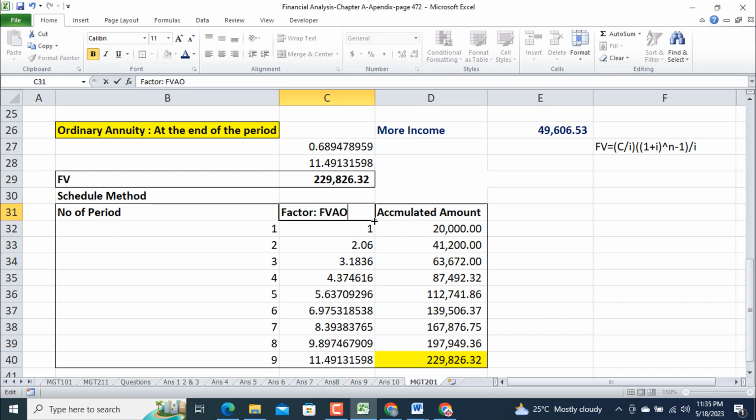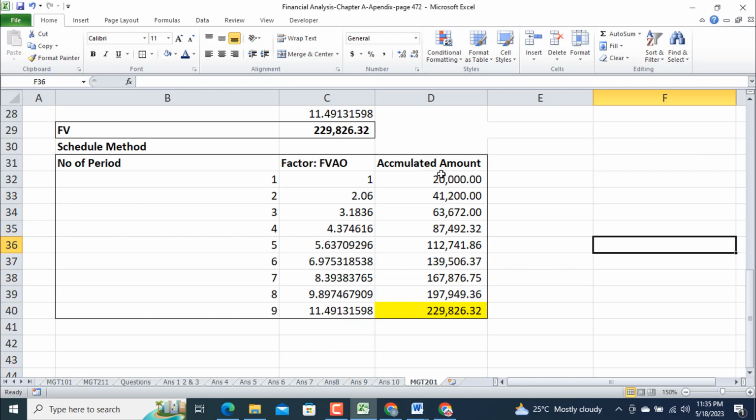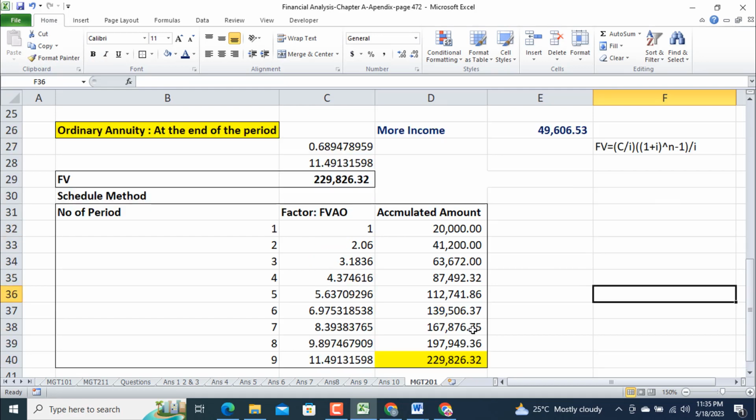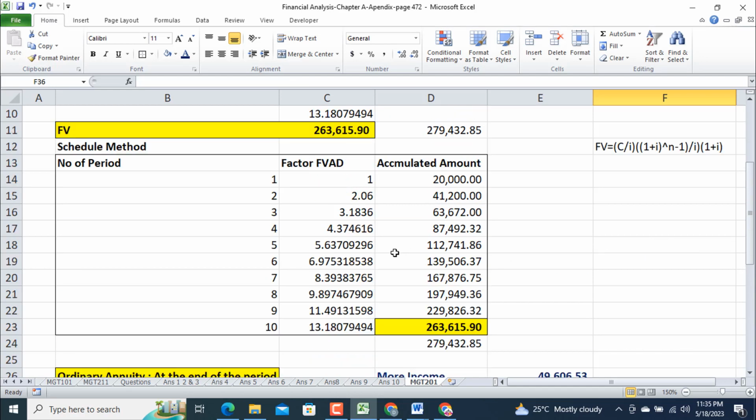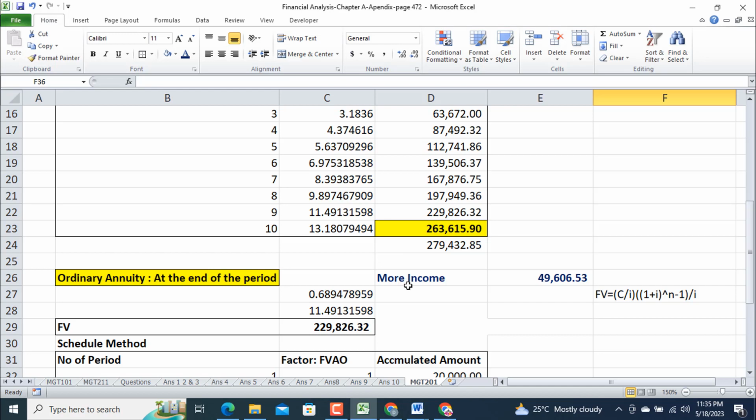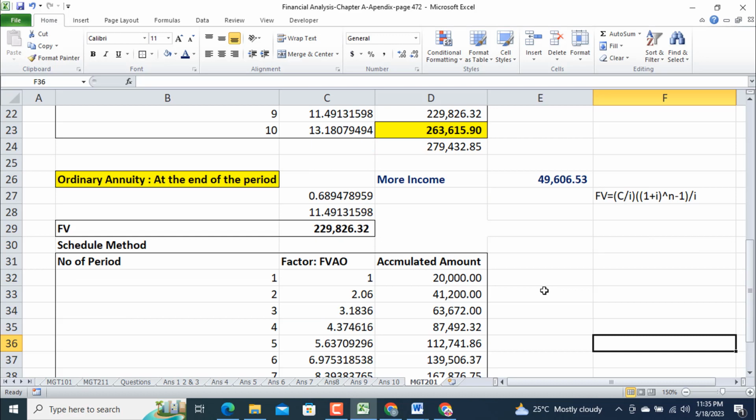Here you can write FVAO, ordinary. So this is also the cumulative 229,826.32. Look at this. This figure is always less than 279 due to the 1 period difference. So the net benefit if he goes with the annuity due is that he will get 49,606.53 more than the ordinary annuity scheme.